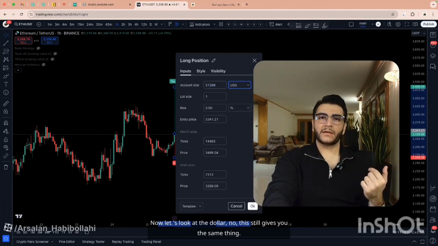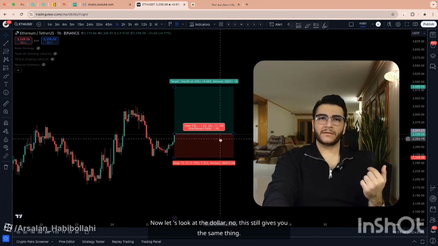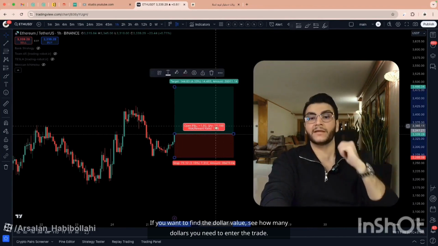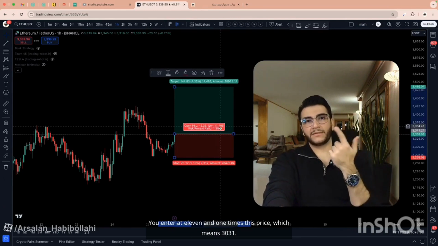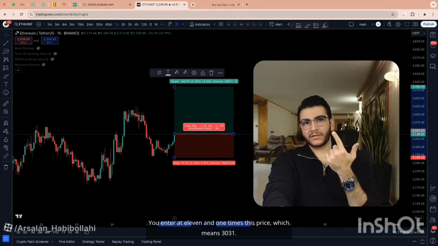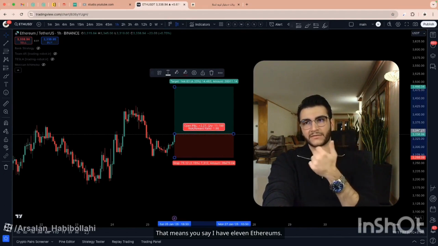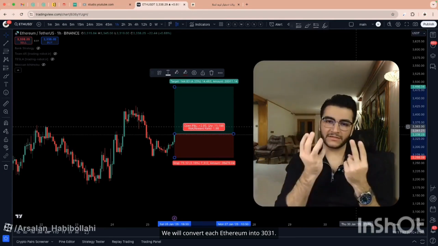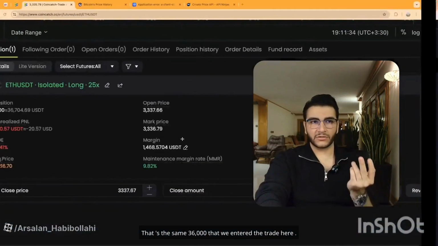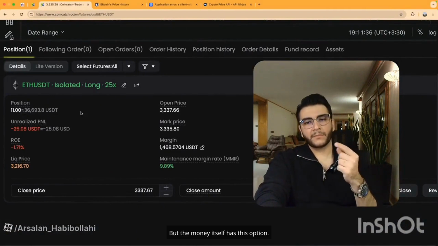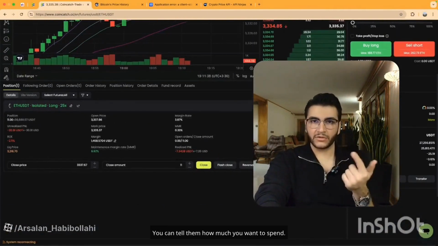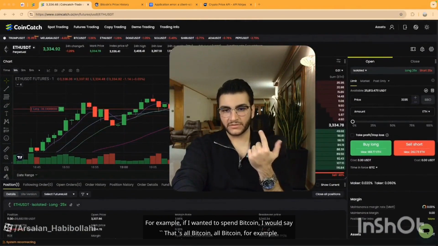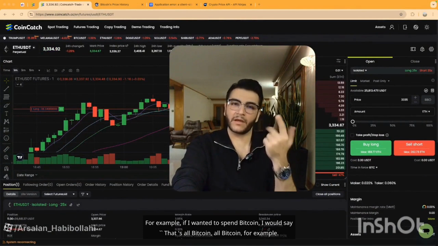Now let's look at the dollar. No, this still gives you the same thing. If you want to find the dollar value, see how many dollars you need to enter the trade. You enter 11 at the price, which means 30.31. That means you say I have 11 Ethereum, and we will convert each Ethereum at 30.31. That's the same 36,000 that we entered the trade with here. But the money itself has this option. You can tell them how much you want to spend. For example, if I wanted to spend Bitcoin, I would say all Bitcoin.